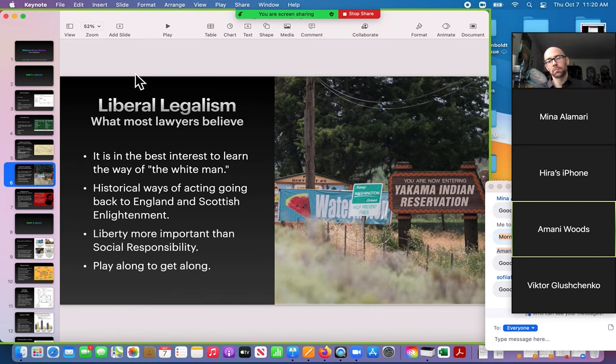And so there's a bias here, obviously, and lawyers definitely fall into this bias because this is how they were trained. And in this structure, in this bias, liberty, freedom, individual responsibility is more important than social responsibility. And so this is where you'll see inequality most prevalent, is because lawyers don't value equality. They value individual liberty. And what the lawyers are basically saying is that you should play along to get along.